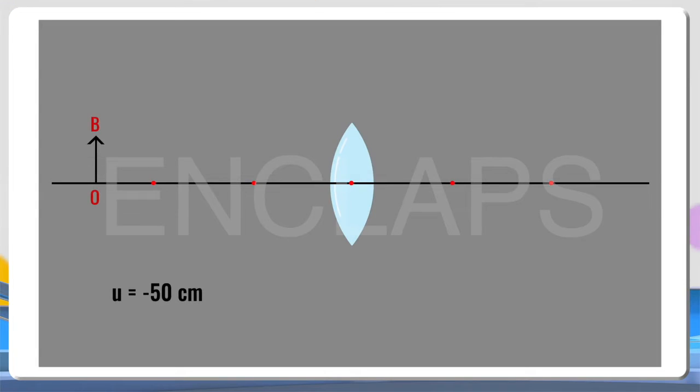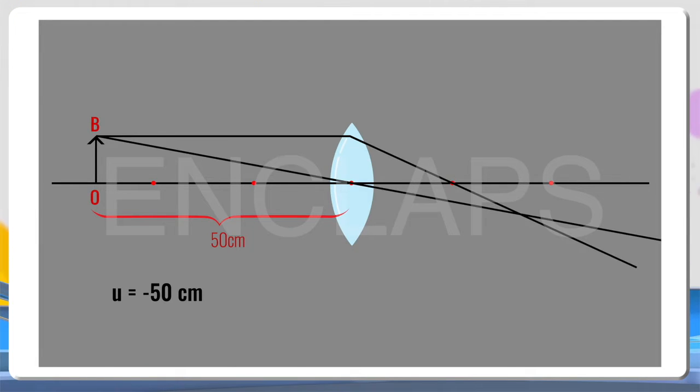Now, let's change the values as u is equal to negative 50 centimeters. That is, the object has been moved 25 centimeters further away from the lens. By drawing the ray diagram, we can see that the image is formed at a distance of 25 centimeters from the lens. The image distance is positive.